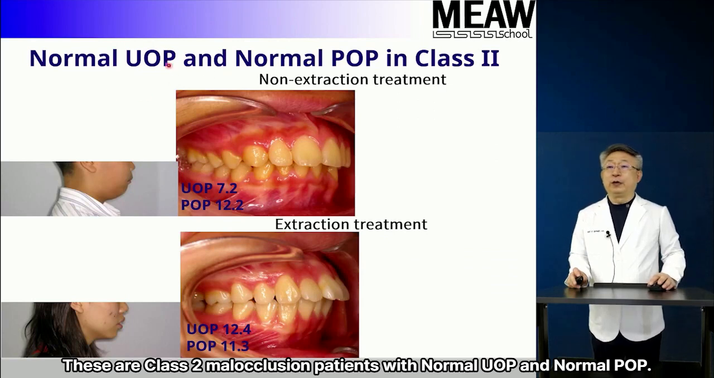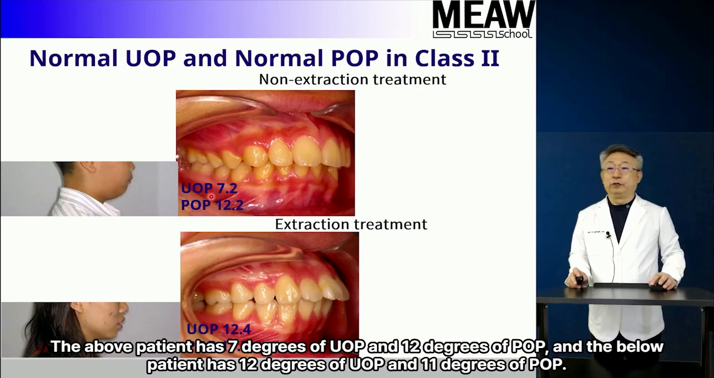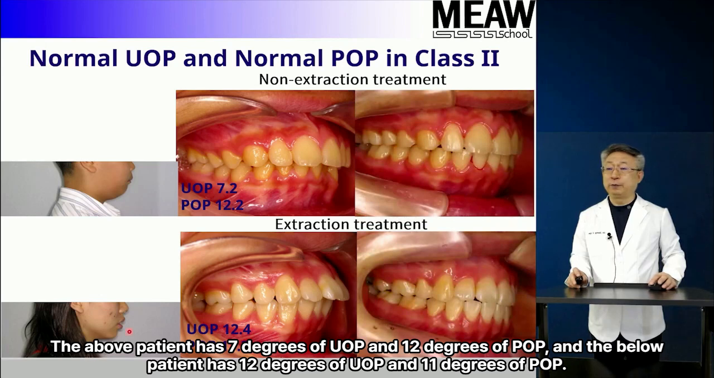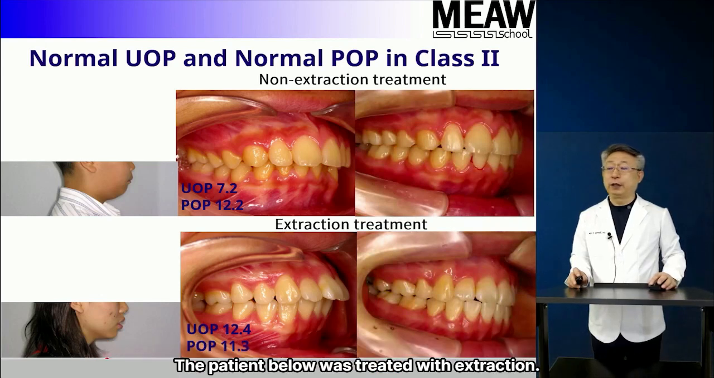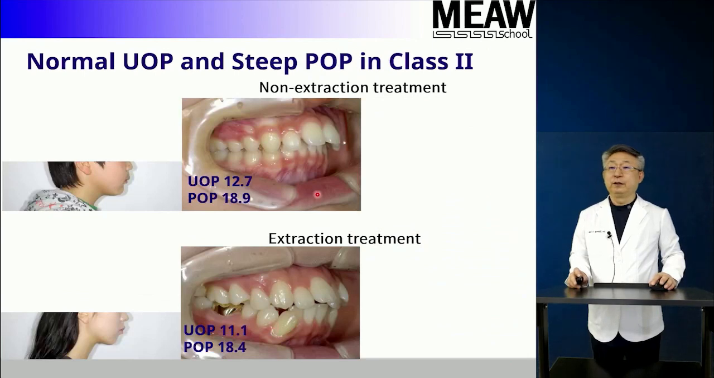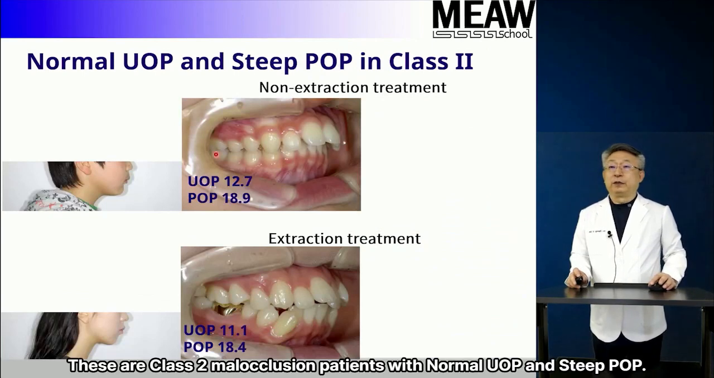These are Class 2 malocclusion patients with normal UOP and normal POP. The patient above has 7 degrees of UOP and 12 degrees of POP. And the patient below has 12 degrees of UOP and 11 degrees of POP. The patient below was treated with extraction. These are Class 2 malocclusion patients with normal UOP and steep POP.